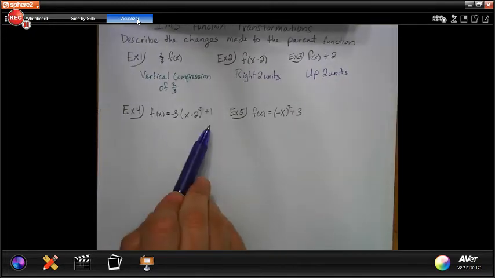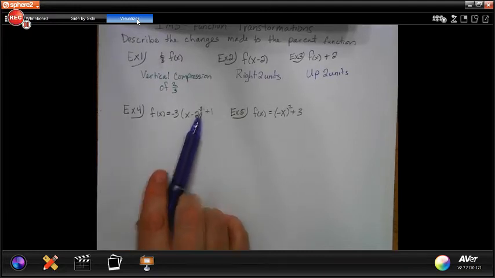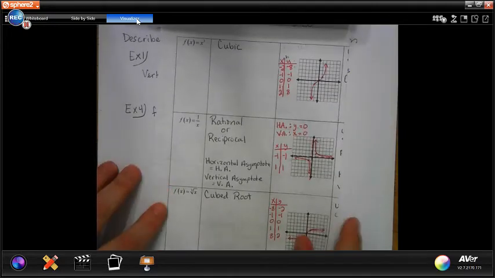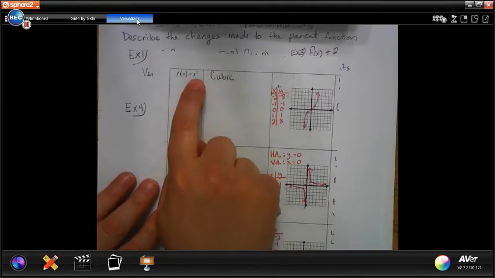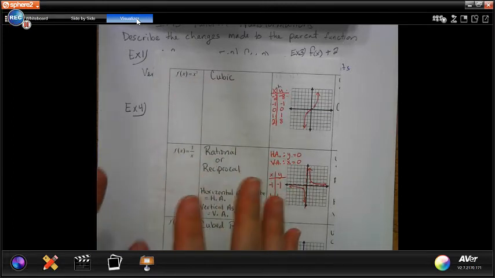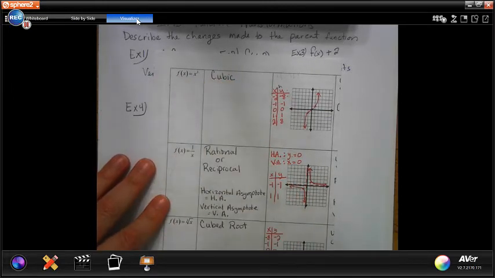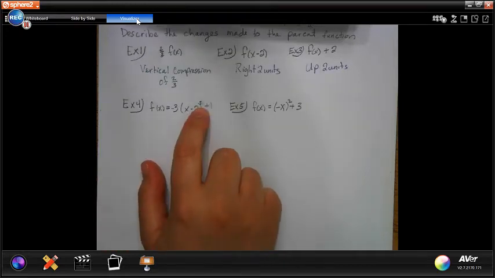Example 4, we have a combination of things. Here we have an actual parent function. This is a cubic parent function. If you don't remember your parent functions, remember we gave you this handout here. If your x is to the third power, whatever's happening to your x, that's a cubic function. And I know this is a cubic function because it has to the third power.